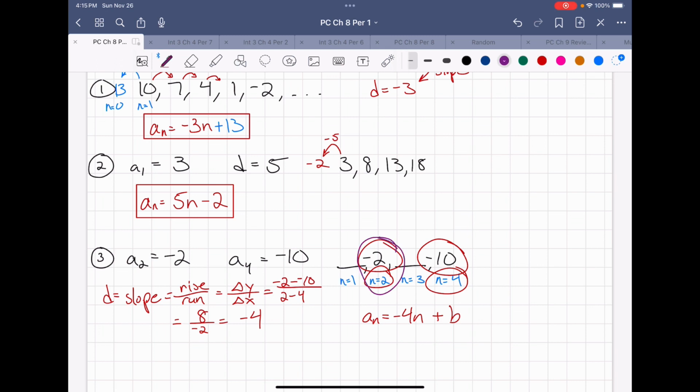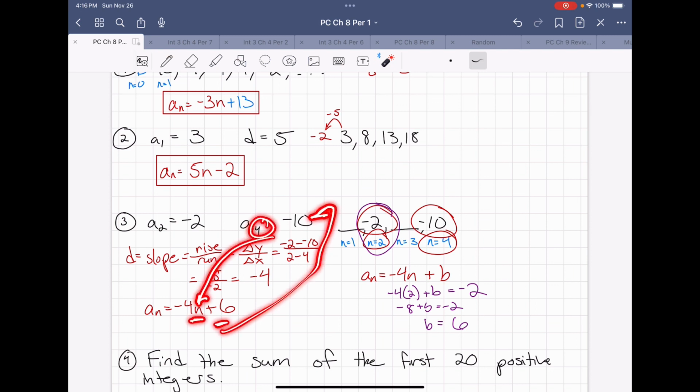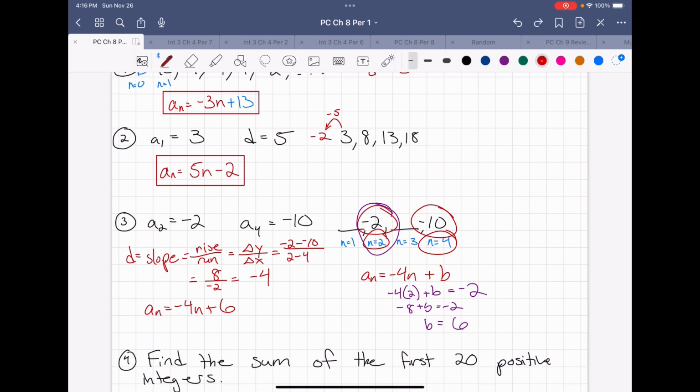So when n equals 2, my answer should be -2. So when n equals 2, -4 times 2 plus b should equal -2, because that's what my sequence equals up at the top. So -8 plus b equals -2. Add the 8. b is going to equal 6. So a sub n equals -4n plus 6. And then we should always check it out. Plug in 4. -16 plus 6 does make -10. So since I knew it worked over here, and then I checked it over there, that's our answer.